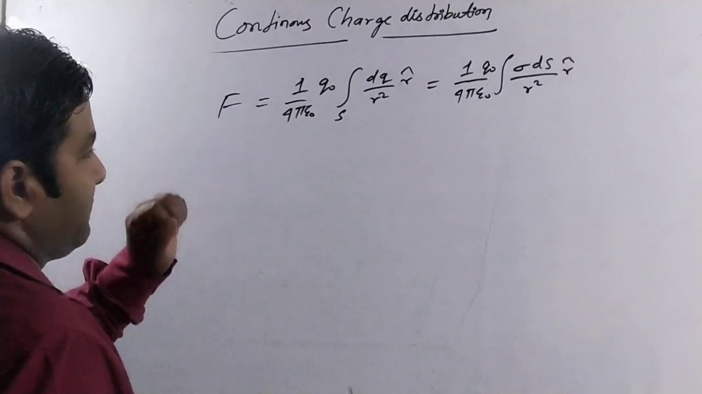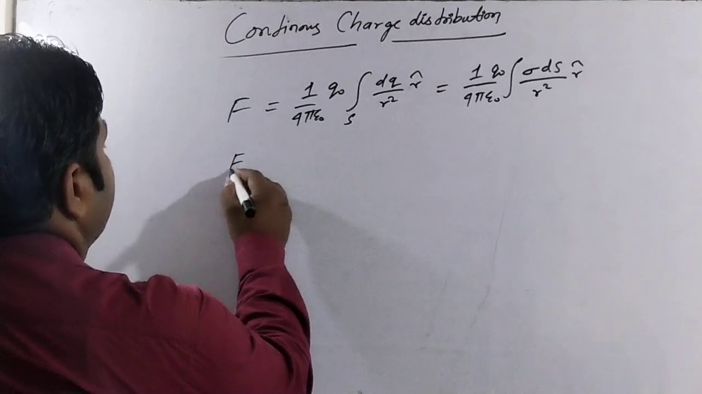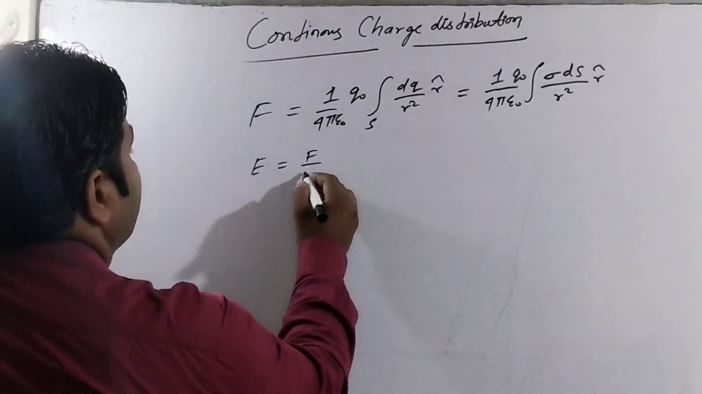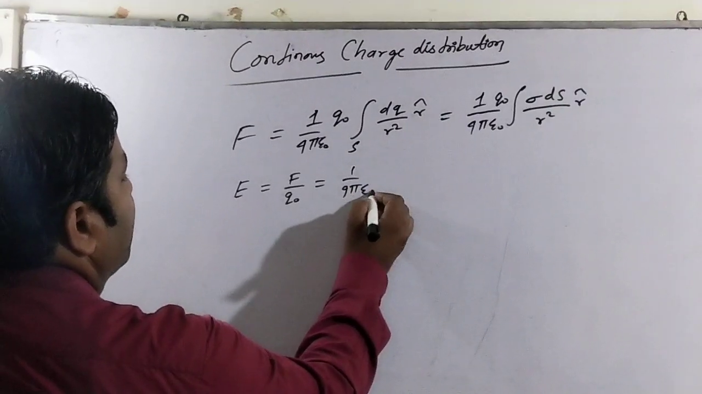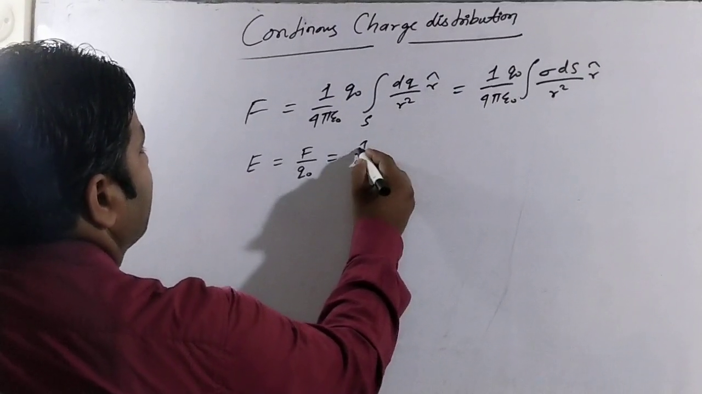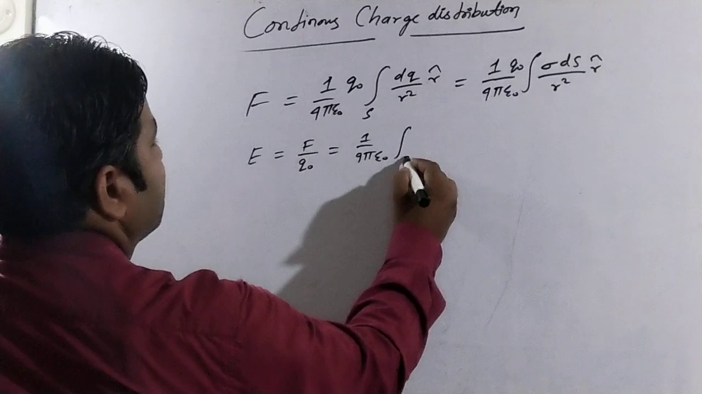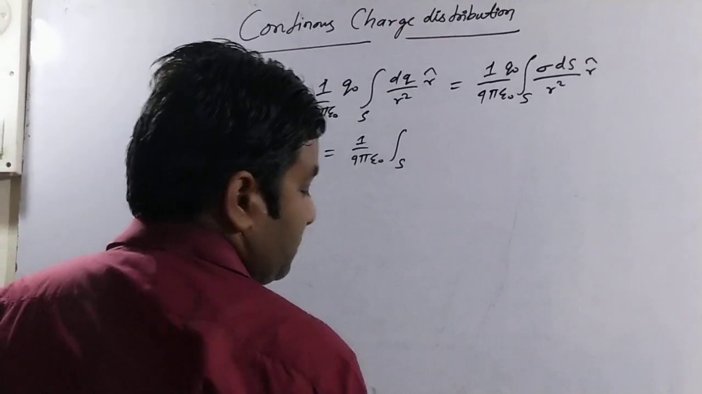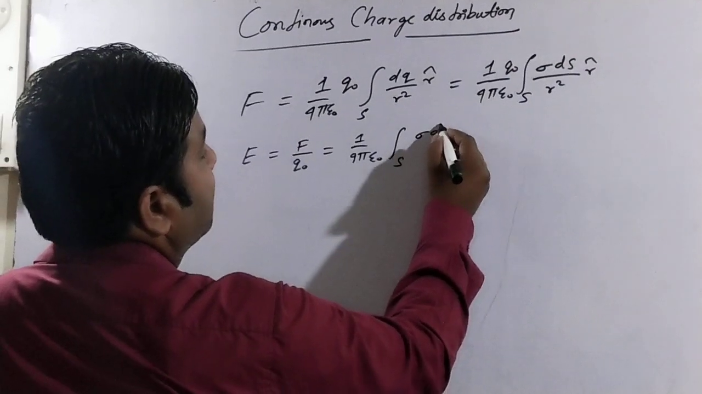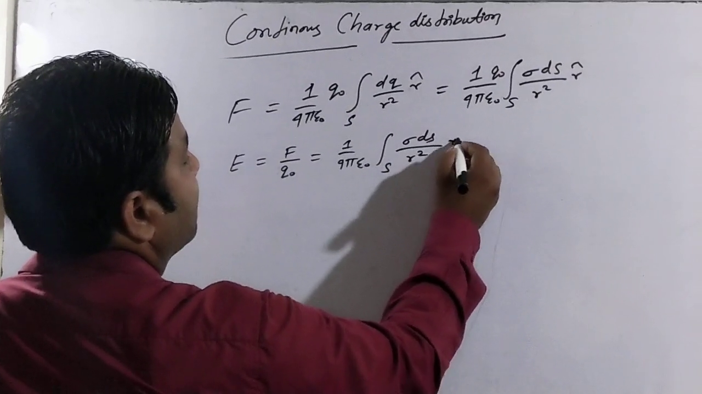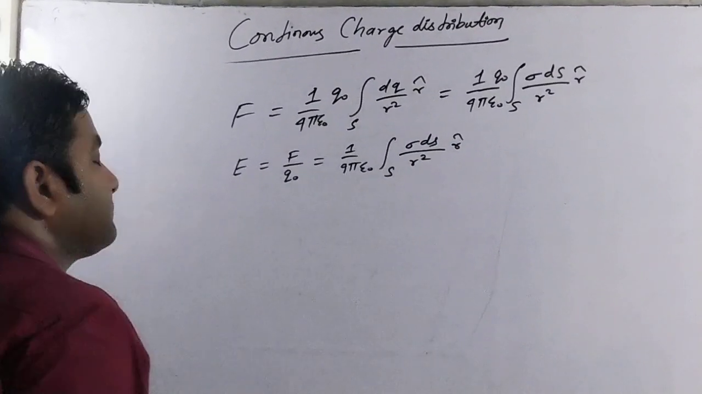By using this force, what can you calculate? Electric field intensity is equal to what? F upon q naught, that is equal to 1 upon 4 pi epsilon naught, integration over the two dimensional surface, sigma ds upon r square unit vector r.